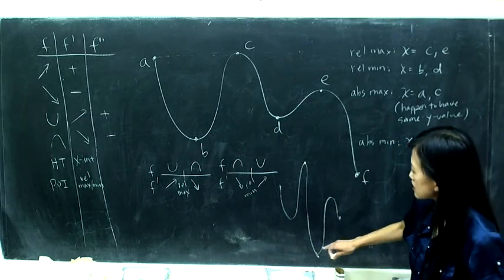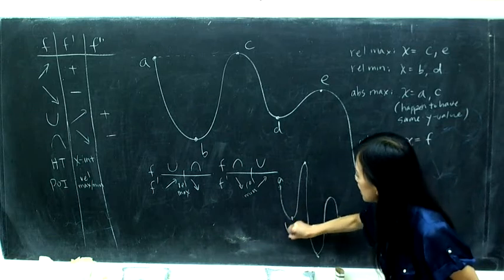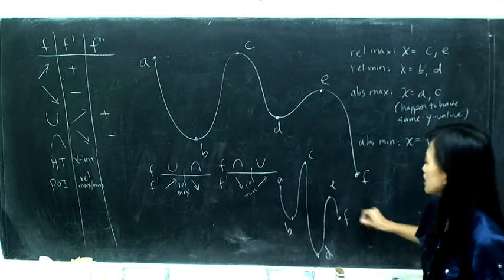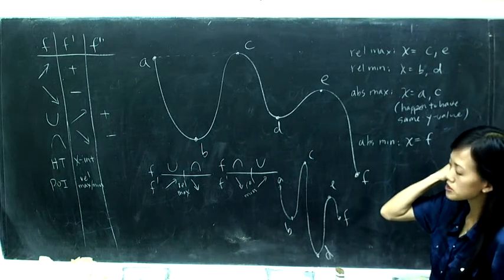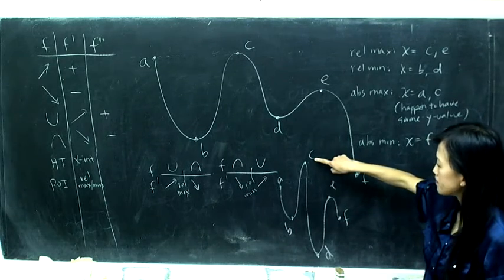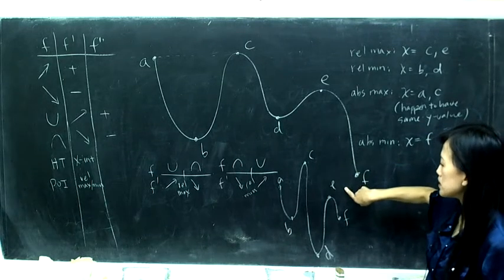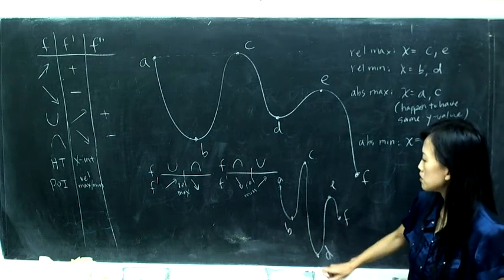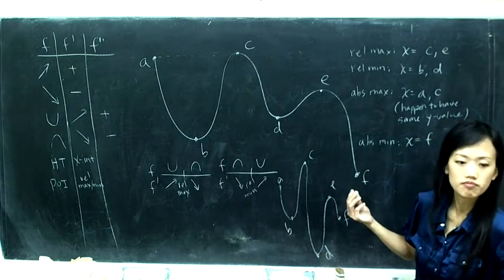Okay, like in this second scenario, A, B, C, D, E, F. Okay, in this case, Audrey, let's see, absolute maximum, C. Relative maximum, C and E. Relative minimums, B and D, right? Absolute minimum, D. Yeah, that's it.